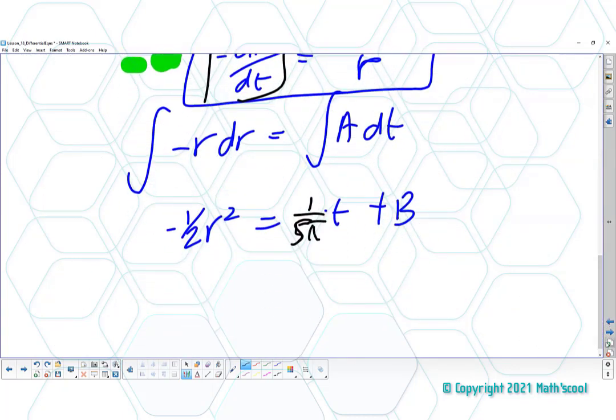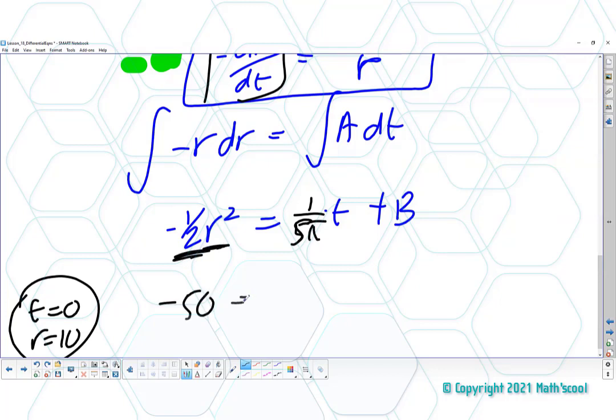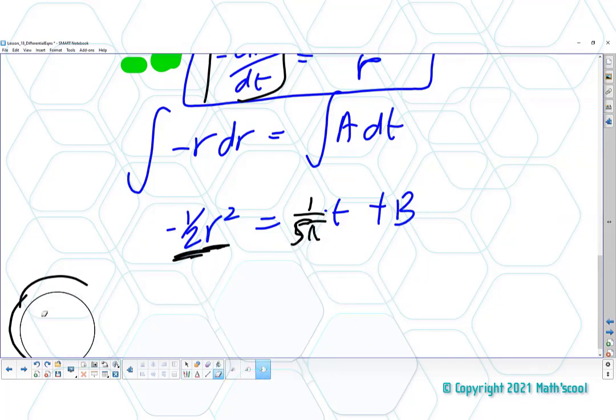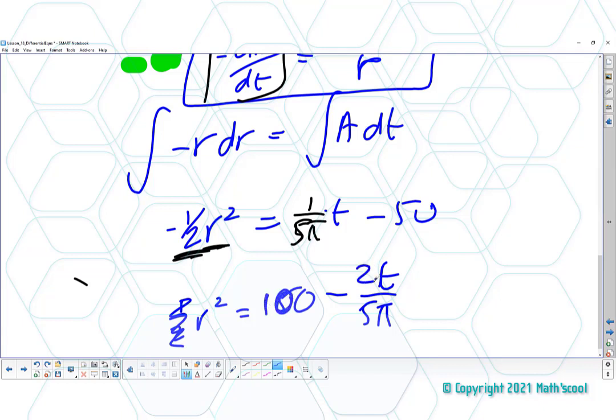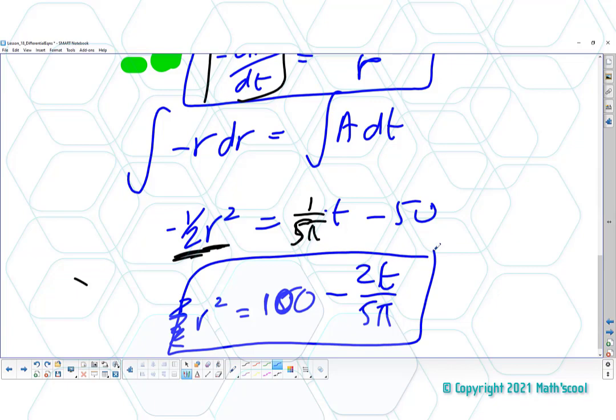What else do we know? We know that t equals 0, r equals 10. So r equals 10, so 100, 50 minus 50 equals, t is 0, that's going to be 0 plus b. So b is minus 50. And so that gives us a half r squared equals 50 minus 1 over 5 pi times t. I might as well multiply through by 2. Let's call that 100 minus 2t over pi. And so there's our equation for r.